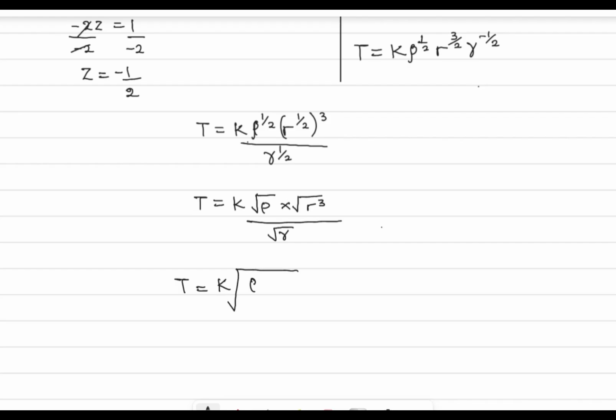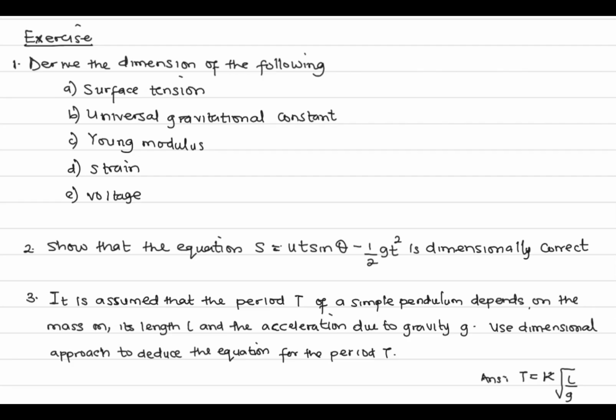Density times radius raised to power 3 all over surface tension. So you are good to go if your answer is in this form, or maybe in this form, or maybe in this form, whichever one. So that's that about this question. So you can try the following exercises now.